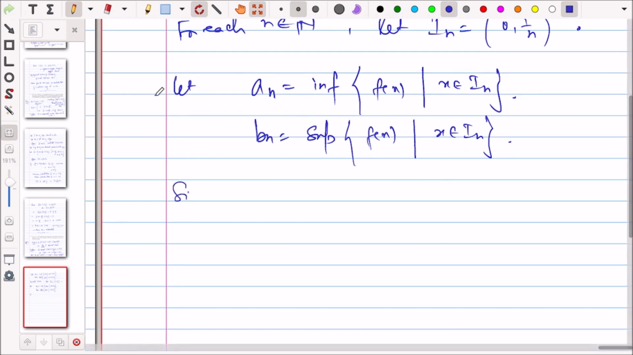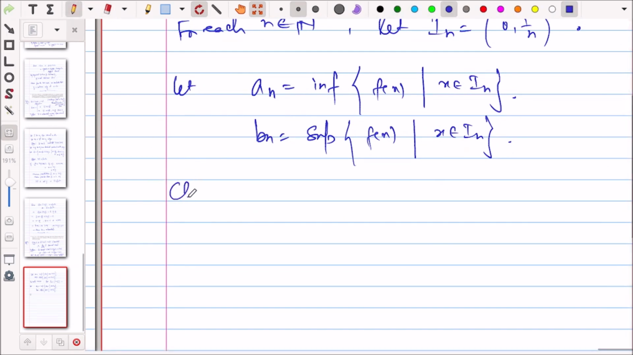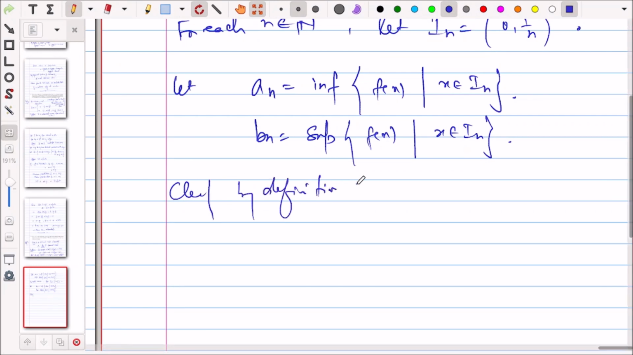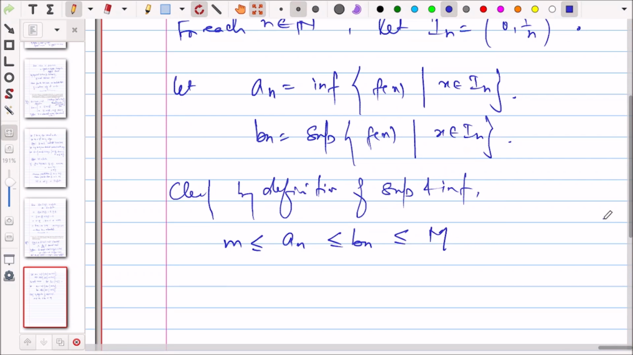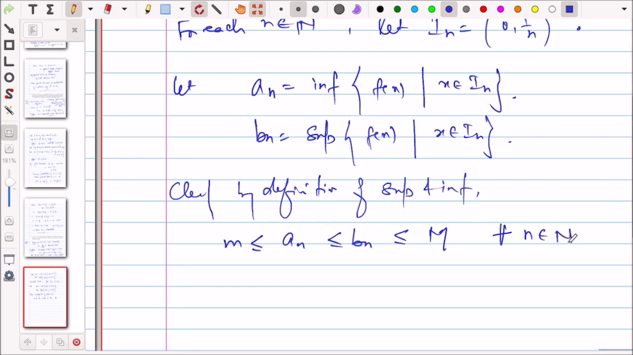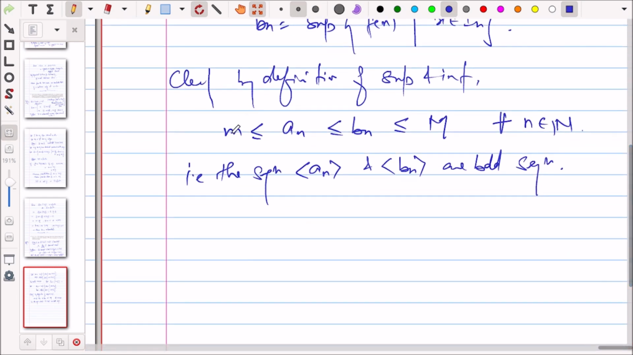Now clearly, by definition of supremum and infimum, we will have m is less than or equal to an, an is less than or equal to bn, and bn is less than or equal to M for all n belonging to N. So the sequences an and bn are bounded sequences, bounded below by m and above by capital M, because your function is bounded.